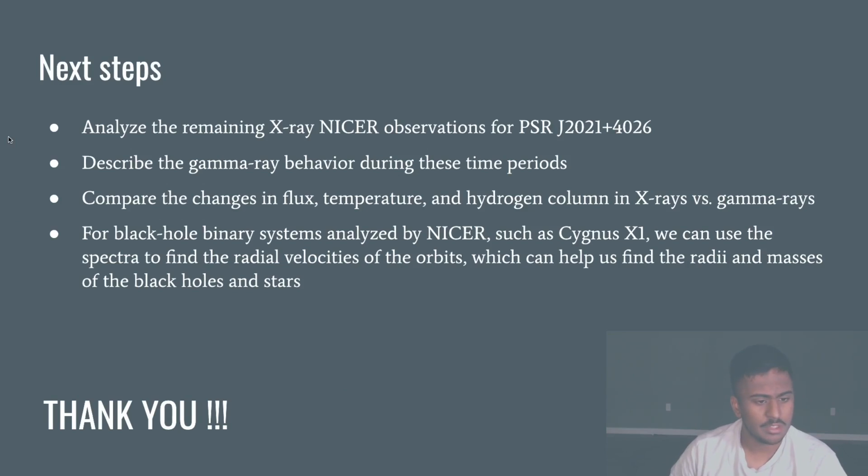Next steps. After this, I'm going to analyze the remaining X-ray NICER observations for PSR J2021+4026, then describe the gamma ray behavior of PSR J2021+4026 during these time periods, then compare the changes in flux, temperature, and hydrogen column in the X-ray versus gamma rays.